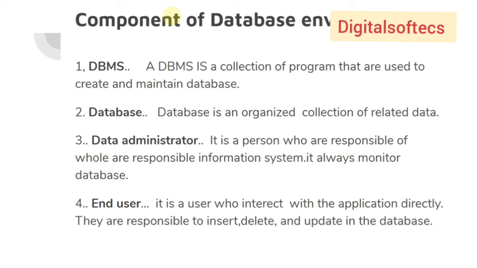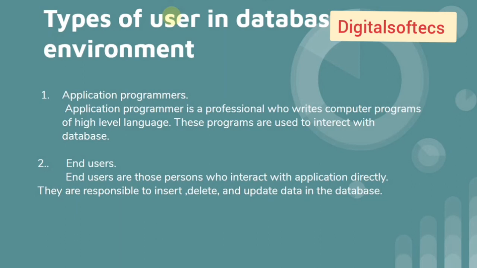The fourth one is the end user. It is a user who interacts with the application directly. They are responsible for inserting, deleting and updating the database. The end user is a person who just adds or deletes information or data in the database. The end user is controlled by the data administrator, who gives the end user permission to interact with the database and perform specific changes. So we have several types of users in the database environment.